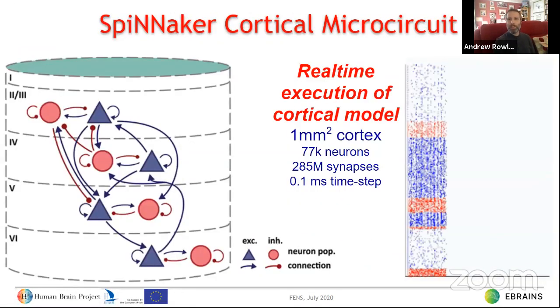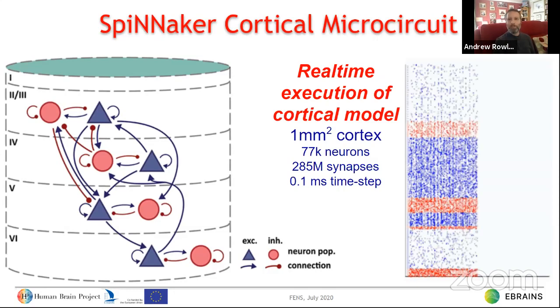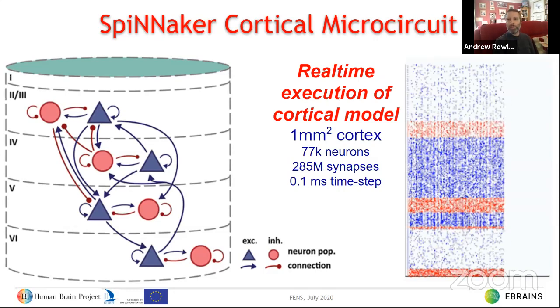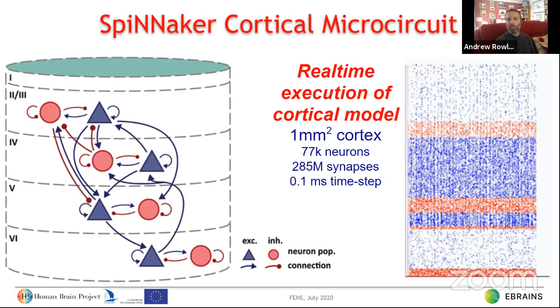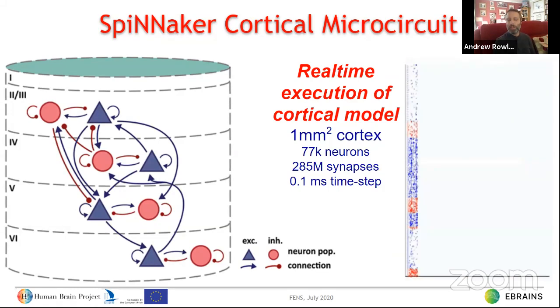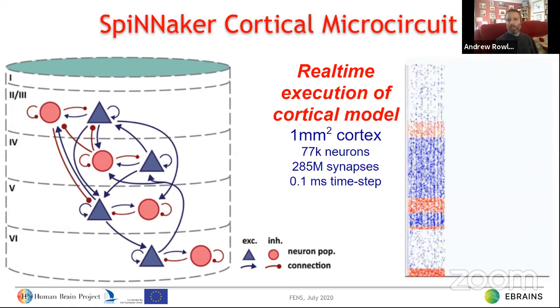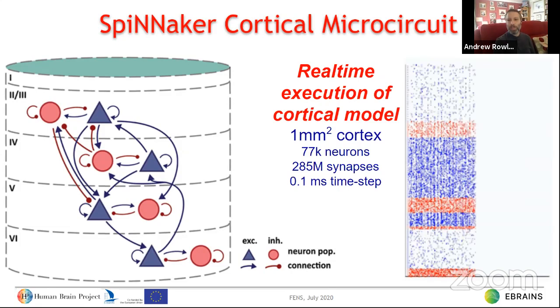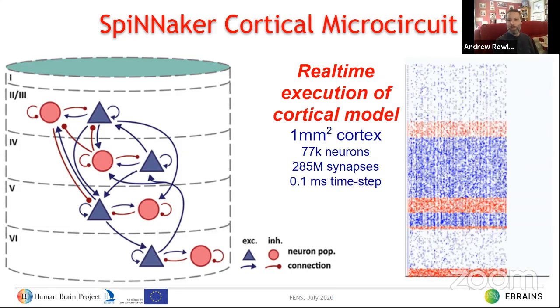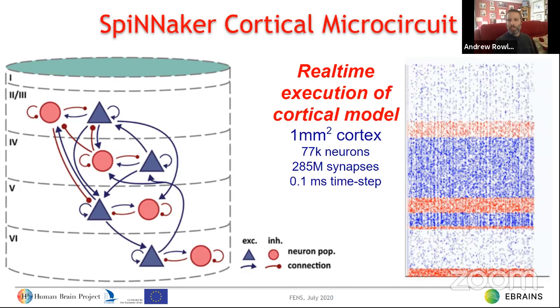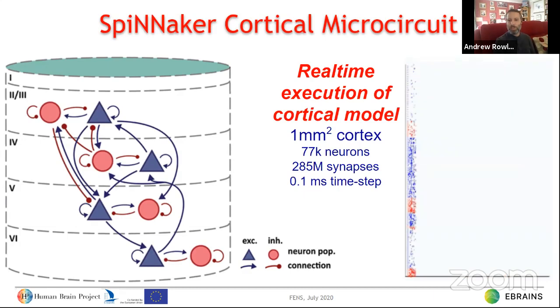So some of the things we've actually done on SpiNNaker, we have run very recently the cortical microcircuit in real time. This is a 1 millimeter squared area of the cortex, which contains just under 80,000 neurons, 285 million synapses, and it runs in a 0.1 millisecond time step.